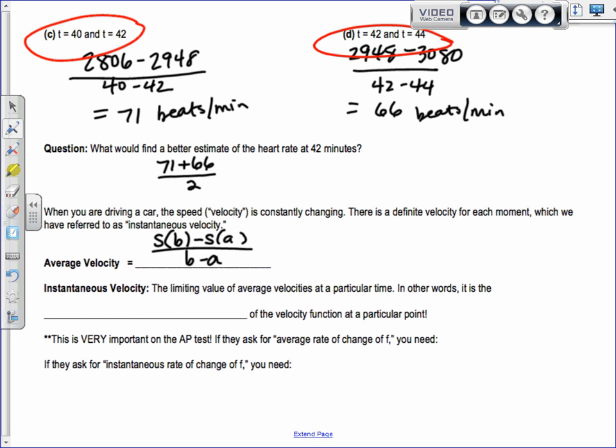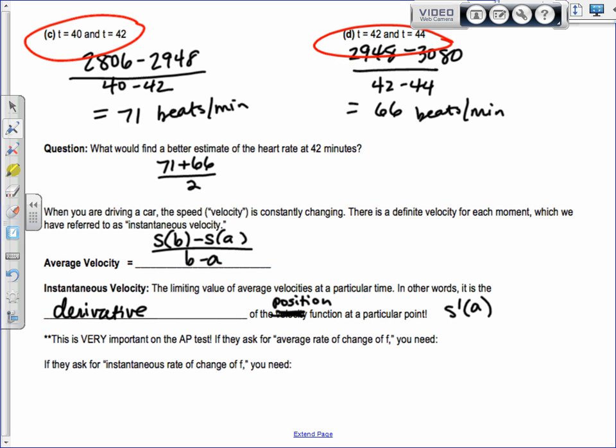So it's going to be the derivative of the velocity. Wait, the limit of the average, sorry, the derivative of the position function. So it's going to be S prime of whatever that point is, a, whatever it is. Okay, so this is just like before: average rate of change is going to be average velocity. But the instantaneous velocity at that exact second is going to be using the derivative.